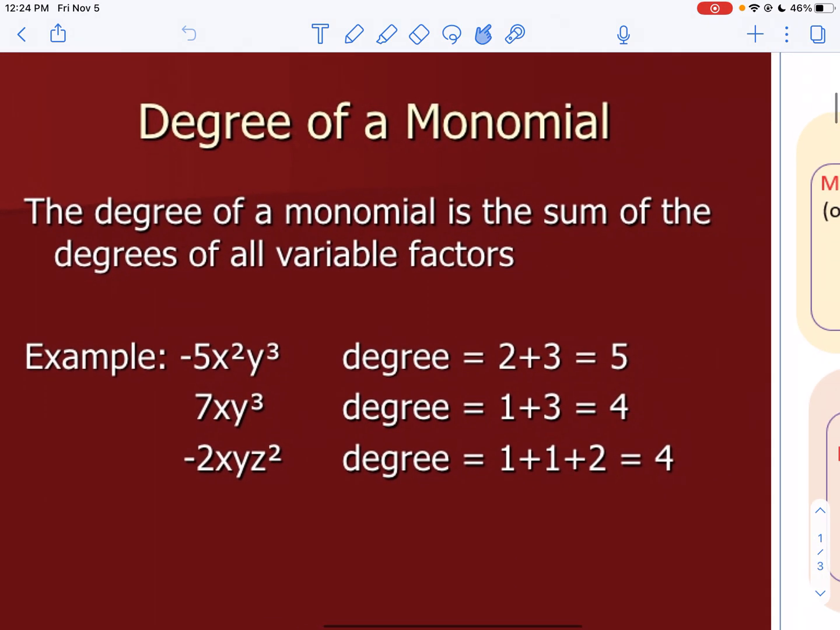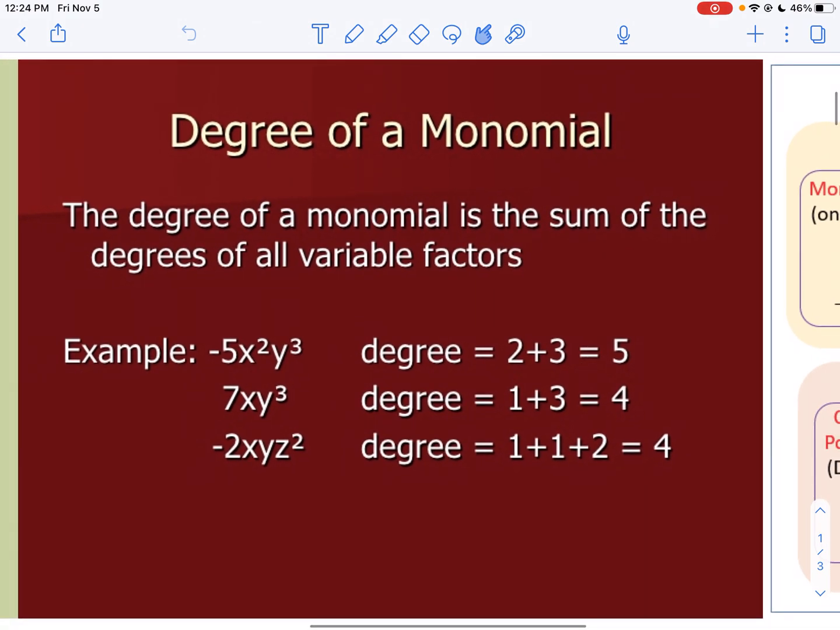Then we look at the degree of a monomial. What happens is I add the exponents within that monomial. So if I got negative 5x squared y cubed, I add the 2 and the 3 for the variables, so that degree is 5. I have 7xy cubed. Remember, it's always a degree of 1 right there, so it's 1 plus 3, which is 4, and so on. Now, if you have a polynomial, you just pick the biggest degree of each monomial. You don't add across a plus sign or a minus sign.